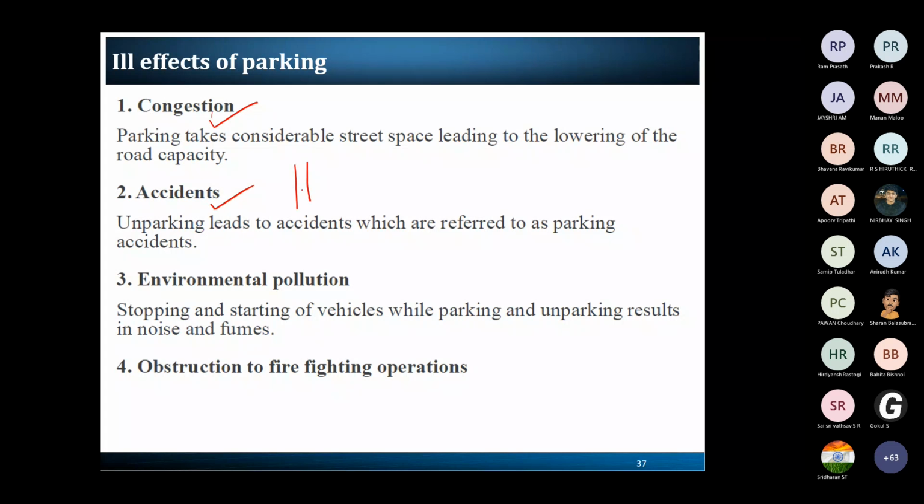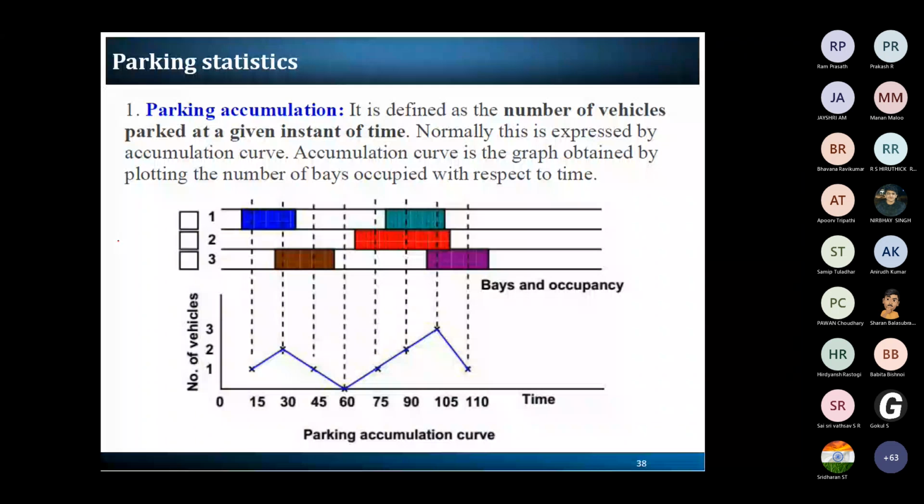If you park your vehicle in a small gap, it may swipe the wall or another vehicle, and there's a high chance of a property damage related accident. Then the acceleration and deceleration behavior creates environmental pollution and obstructions to firefighting operations. So these are some of the major issues due to illegal parking. With that understanding of why we need to perform the parking study, we will move to the parameters we are going to study.